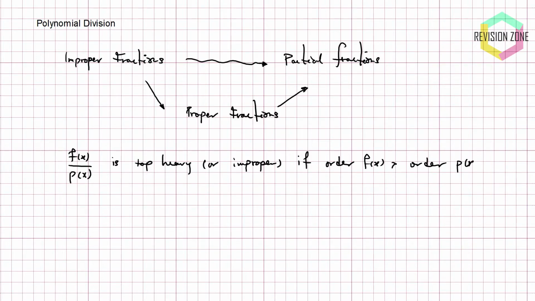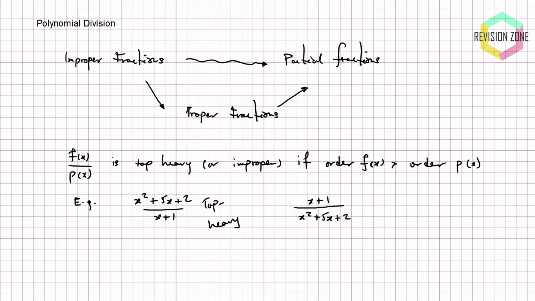Now, some people use the word degree rather than order, but both mean the same thing. So an example of this might be something like x squared plus 5x plus 2 divided by x plus 1. So this is improper, this is top heavy, whereas if I had x plus 1 over x squared plus 5x plus 2, the first one is top heavy, or as I say, improper, but the second one is proper.